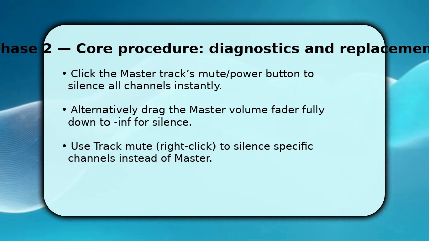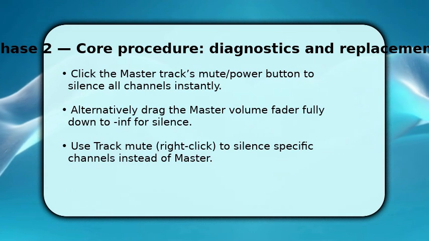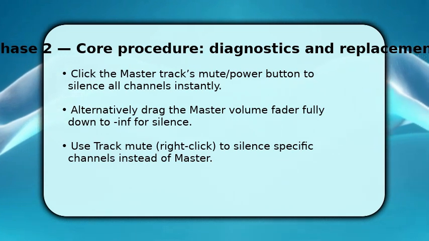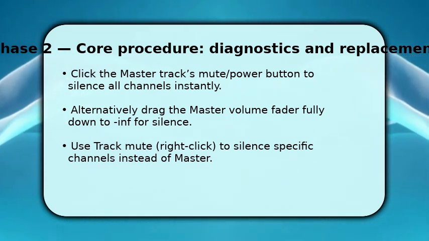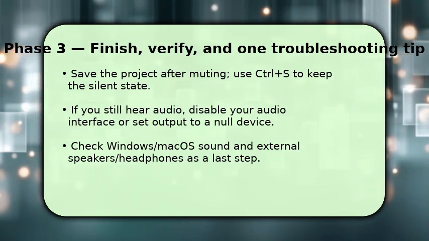Once muted, press space to confirm there's no sound. If you only want selected instruments off, right-click their mixer tracks and choose mute. This explains how and why muting at master is the quickest universal stop. Finish by saving with Ctrl+S so your mute state persists. This prevents accidental playback later.